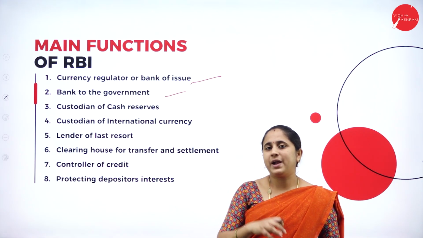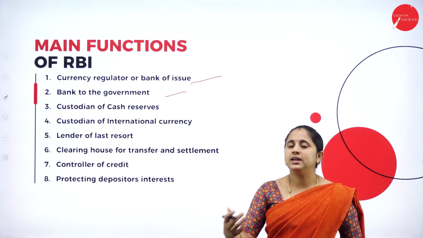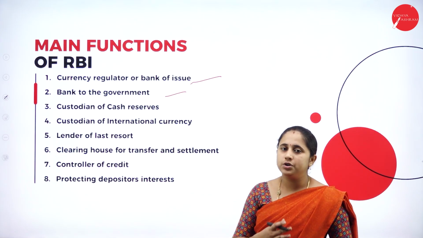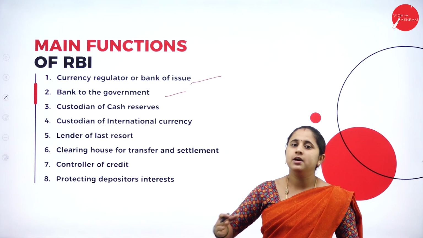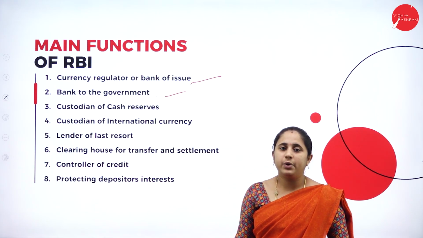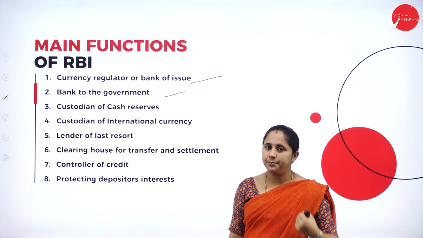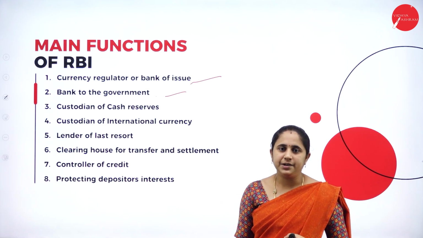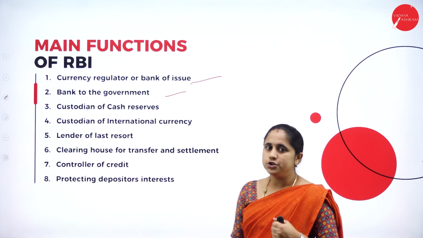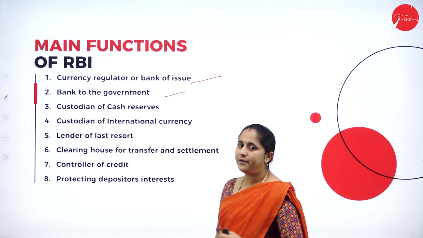They undertake primary functions like depositing and withdrawal, then lending loans to the government in order to carry out government programs. So here, bank for the government. RBI is considered as a bank for government activity. So they undertake primary functions for the government. So it is considered as a bank to the government.